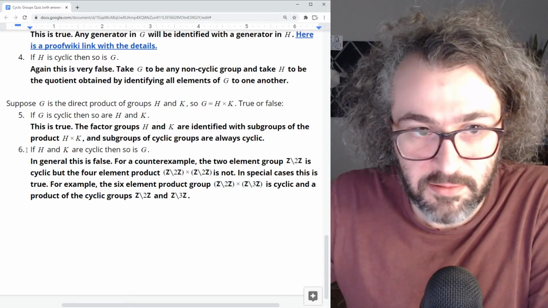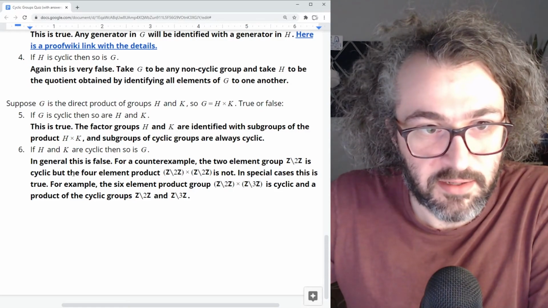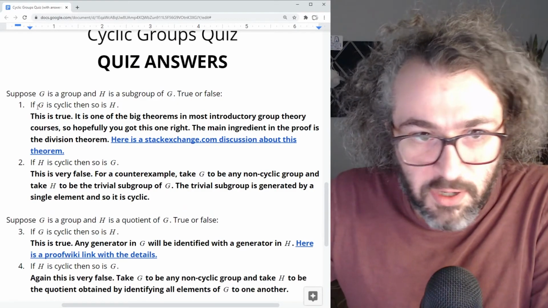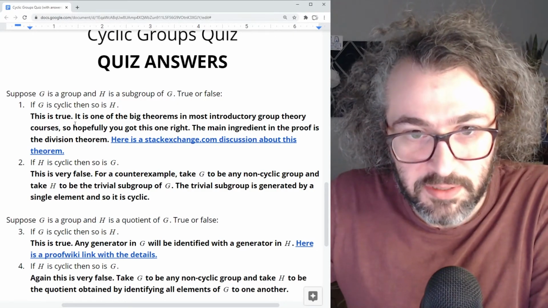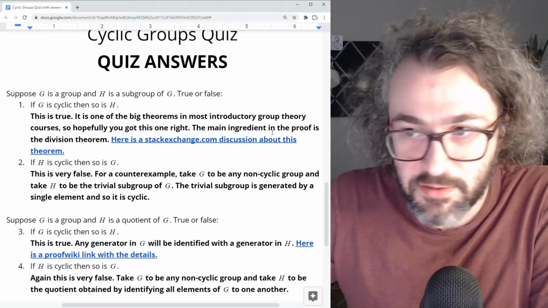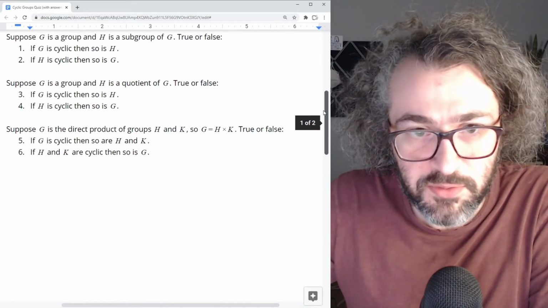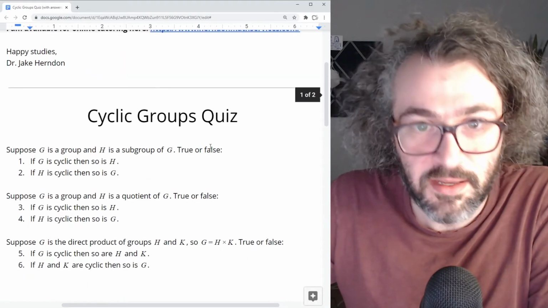I think number 6 is kind of the most complicated answer out of all of these, except for maybe number 1. That's kind of the most important answer out of all of these. So that does it. That's the quiz. I hope you found it helpful in some way.